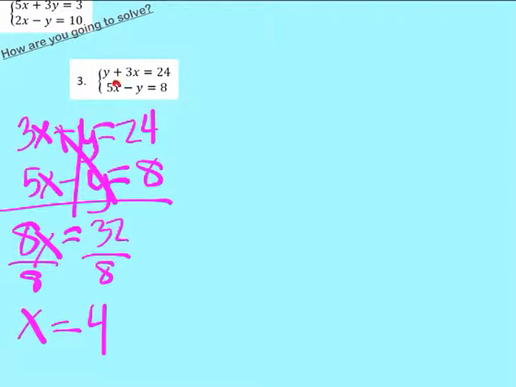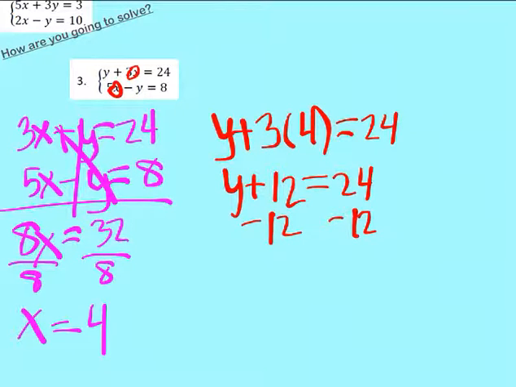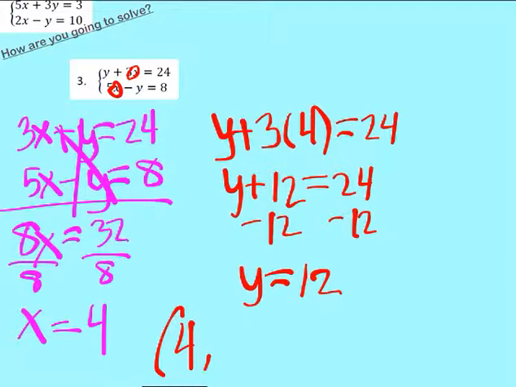So now I can plug it in for x, not y, for x here or here. So I'm going to plug it into the first one. So I'm going to have y plus, remember you could plug it into the second one if you want to, take the x out and put 4 in instead, and that's equal to 24. Well, that's going to be y plus 12 is equal to 24. Subtract 12 from both sides, and I end up getting that y is equal to 12. So my answer here then is (4, 12).